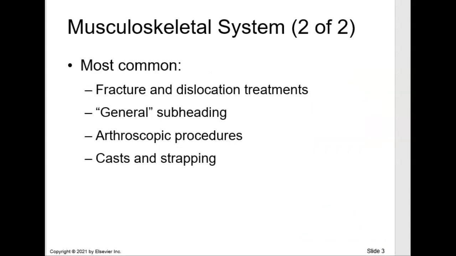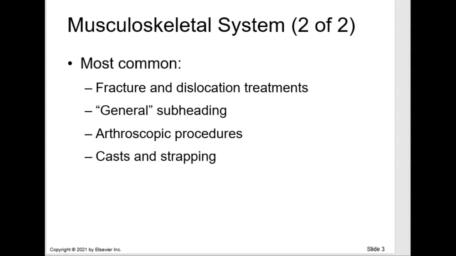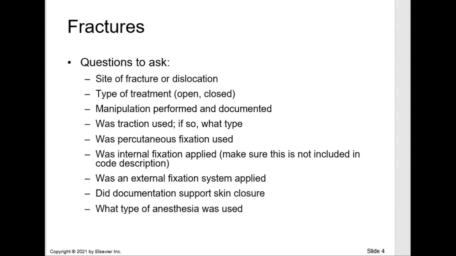All right. So the most common things that you will see in this chapter are fracture and dislocation. You will have general subheadings. I will talk about arthroscopic procedures and cast and strappings. Okay, let's start off with fractures. The first thing you want to know is the site of that fracture or dislocation. Is it the femur? Is it the radius? Is it the ulna? You want to figure out where that fracture occurred.